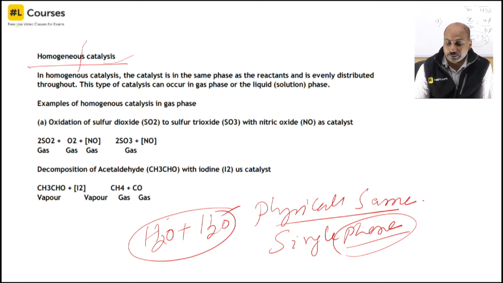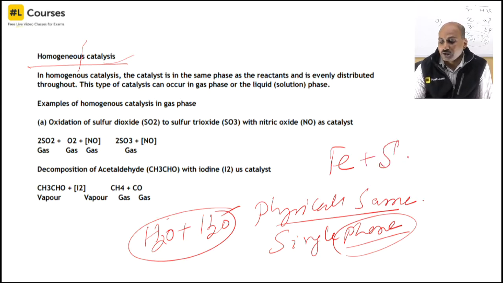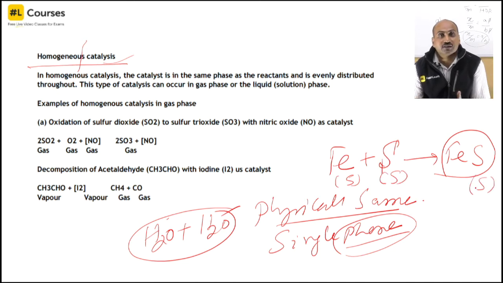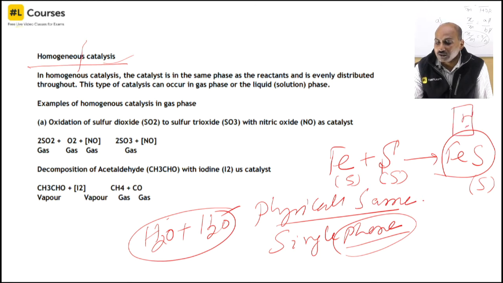Now, let me give one more example. I take iron powder and add sulphur powder to this, so I get FeS. Here also this is a solid phase, this is also a solid phase, and the final resulting compound is also a solid phase, which is also a single phase. Can I call this homogeneous? No, because if I bring a magnet to this, immediately the iron will get attracted to the magnet and the sulphur gets separated. Thereby, we cannot call this homogeneous.